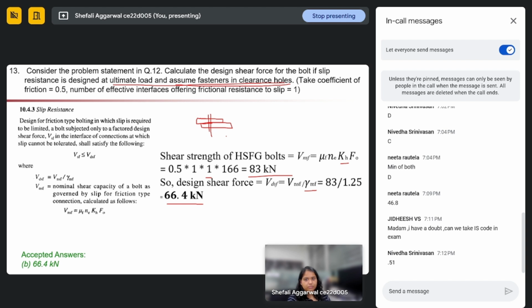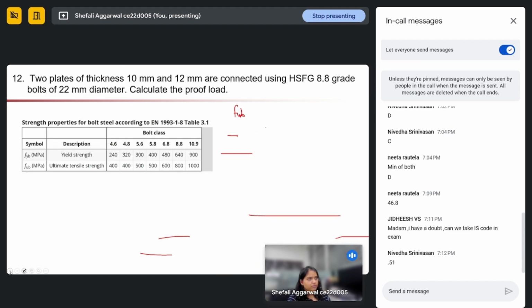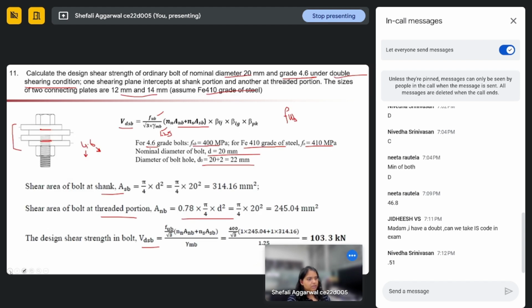Can you give an example of where it can be 2 or 3? If our number of plates is 3, then wait, I will show you one. In one question we have seen where we have 4 plates. Yes, this one. So in this case, our number of effective interfaces will be 3. NE will be 3. This is the kind of shear resistance where the section resists shear, right?